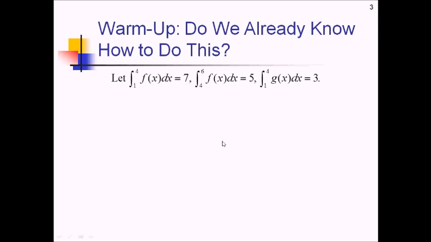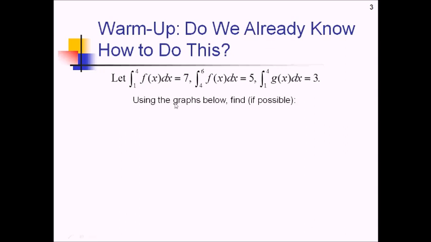For our warm-up, let's say that we have the following three definite integrals. So we have the integral of f from 1 to 4, and they're telling us that's 7. Integral of f from 4 to 6 is 5. And then finally, we have this g integral from 1 to 4, which they're telling us comes out to 3.